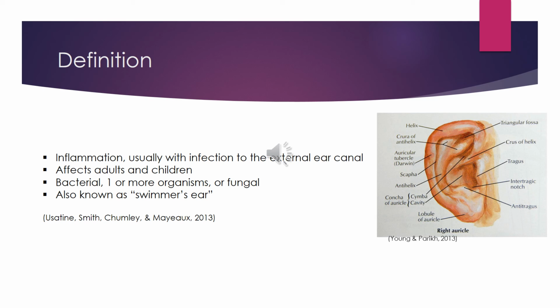Otitis externa is usually bacterial in origin, with one or more bacterial organisms involved. The usual bacteria involved are Staphylococcus aureus or Pseudomonas aeruginosa. It is less likely caused by fungal organisms.